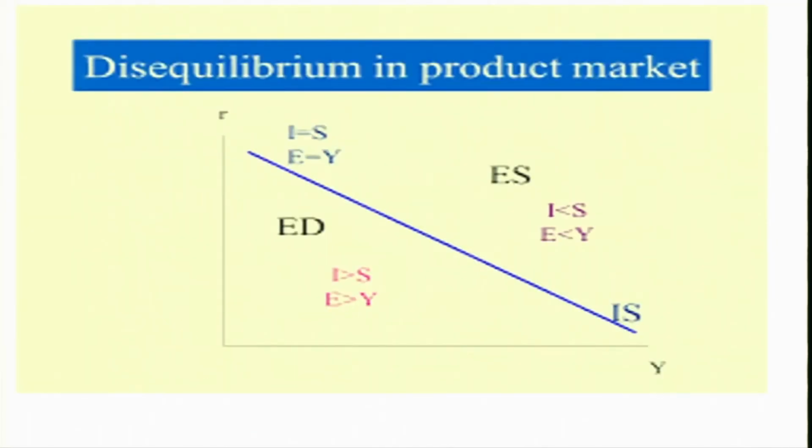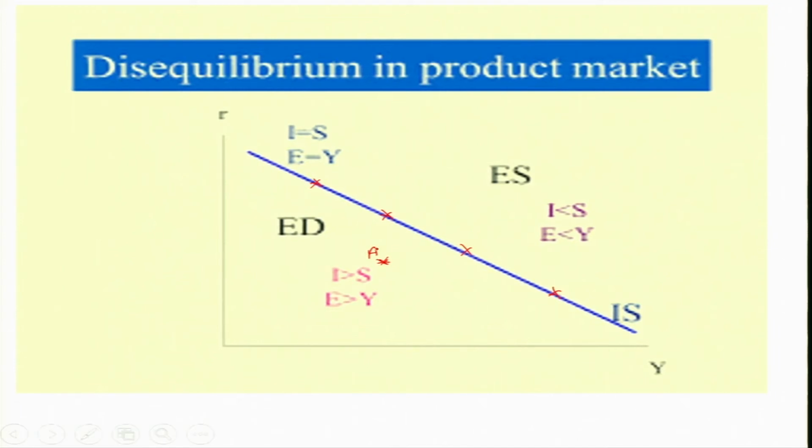Look at the IS curve now. All points along the IS curve are equilibrium positions where investment is equal to saving. Investment is equal to saving.